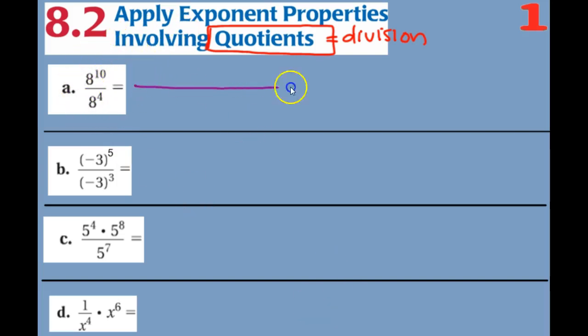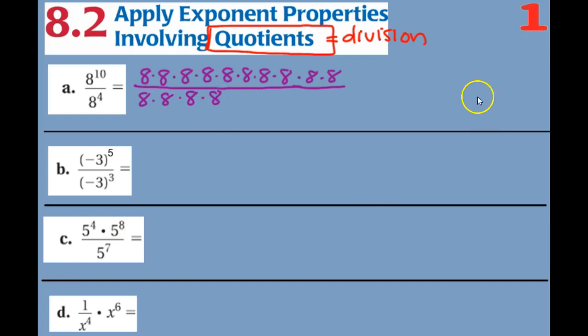In the numerator here, we have 8 to the power of 10, which is 8 ten times. So I'm going to write out 8 ten times. Let me check. 1, 2, 3, 4, 5, 6, 7, 8, 9, 10. On the bottom I have four 8s, 8 to the power of 4.